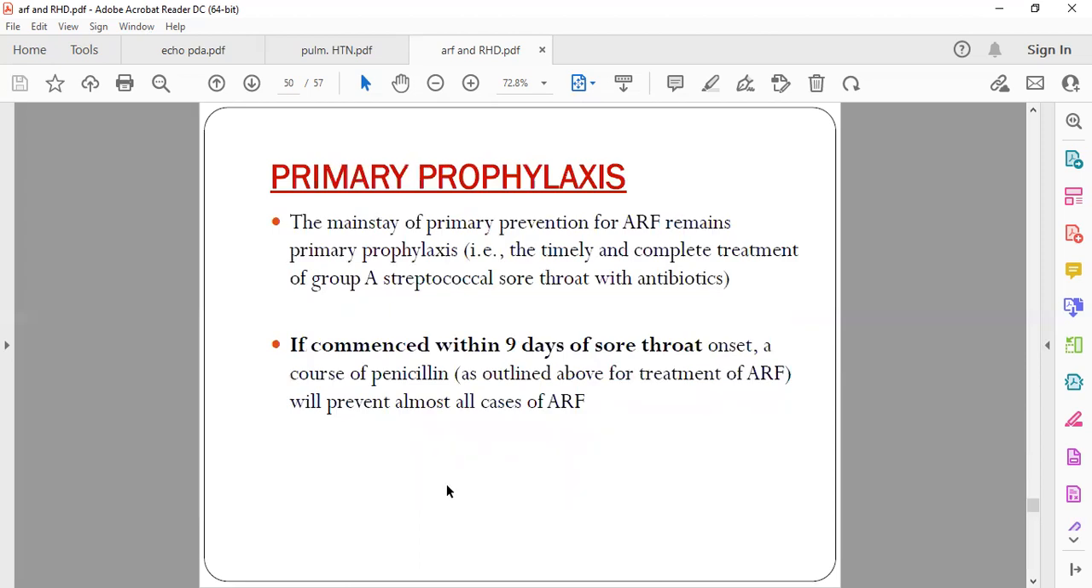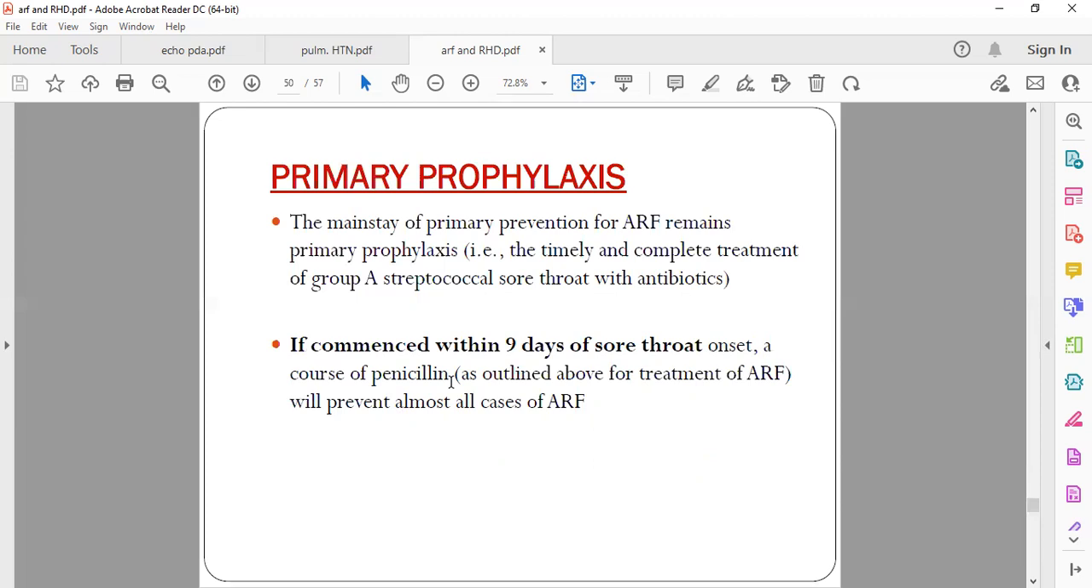So there are two types of prophylaxis which are important to know: primary and secondary prophylaxis. Primary prophylaxis is that which will prevent the occurrence of rheumatic fever. For example, if you have got a sore throat in childhood, or you get fever with sore throat, you should start treatment within 9 days of exposure. If you start the treatment within 9 days of exposure, there will be complete eradication of the group A Streptococcus, and it will not lead to the formation of acute rheumatic fever.